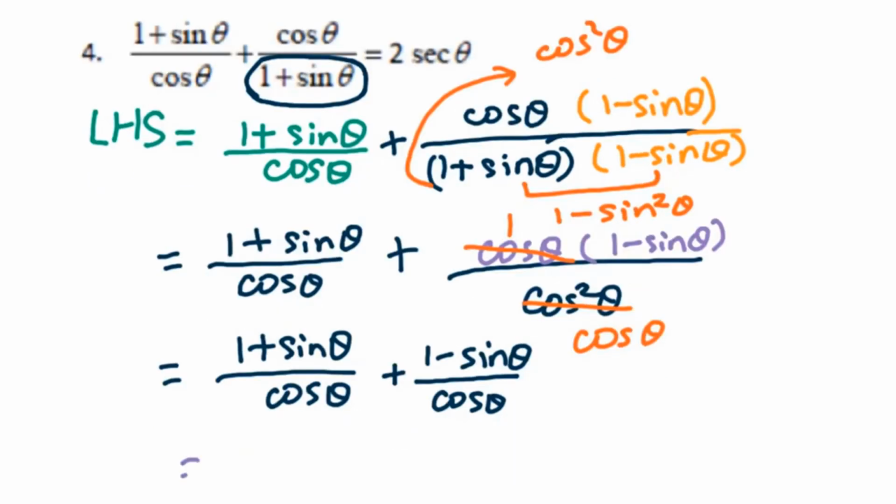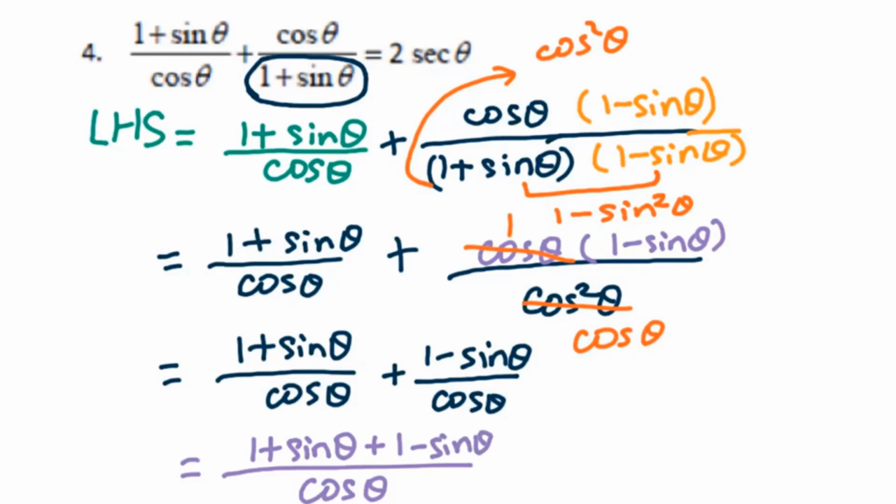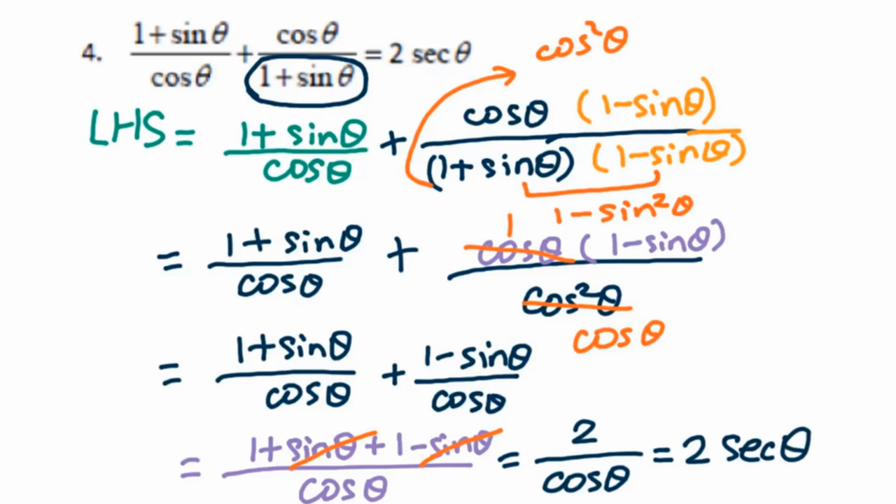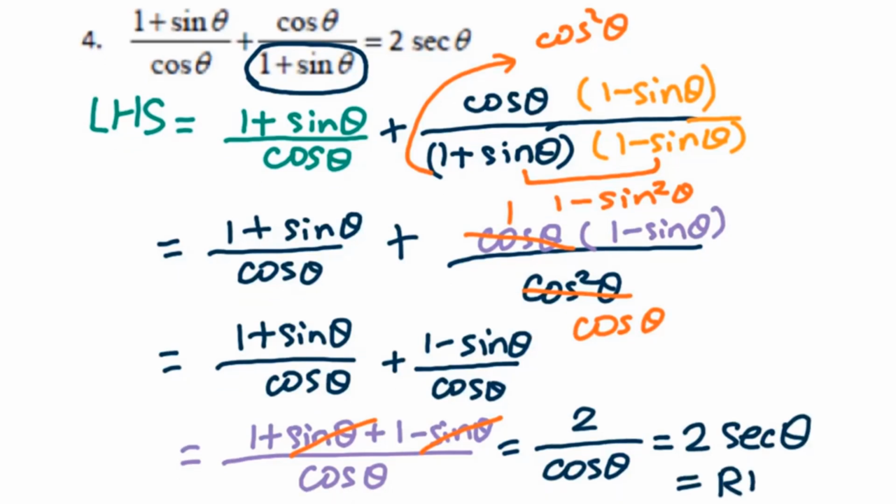Since we have the same denominator, I can put this together. 1 plus sine theta plus 1 minus sine theta. Positive sine theta and a negative sine theta cancel out. We got 2 over cosine theta. That is 2 secant theta equals right hand side. So we finish proving.